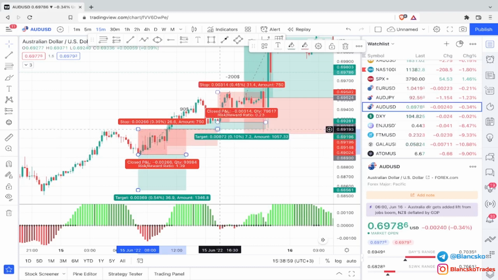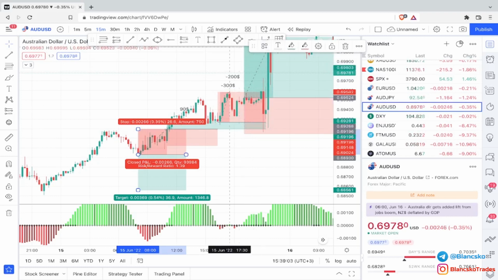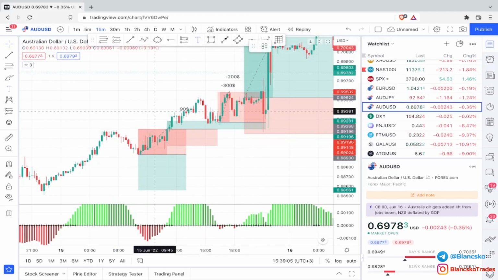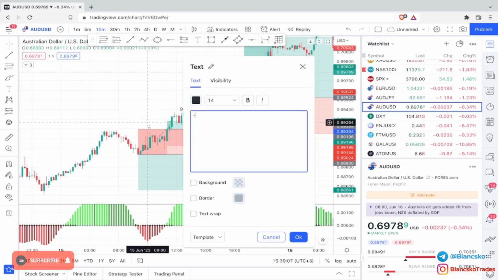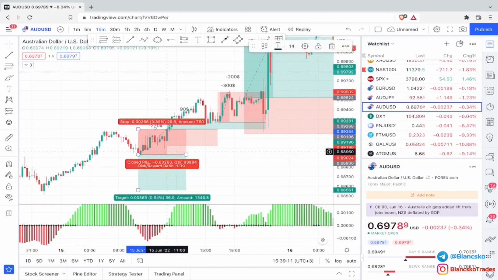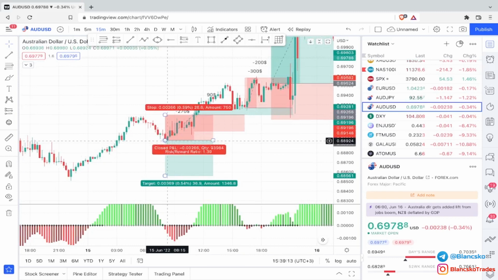927, around $280 lost on this trade as well. Okay, boom. So we would have lost here again, unfortunately.